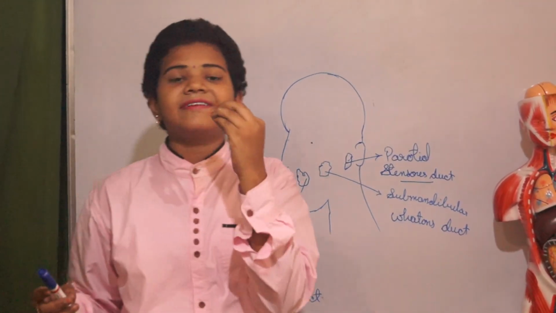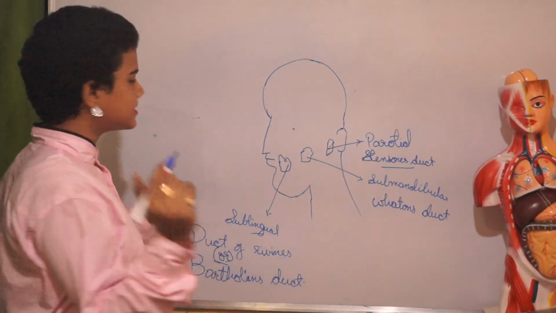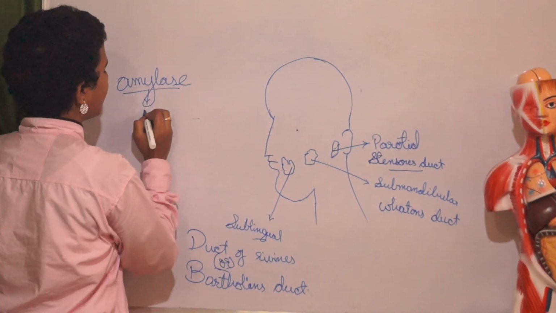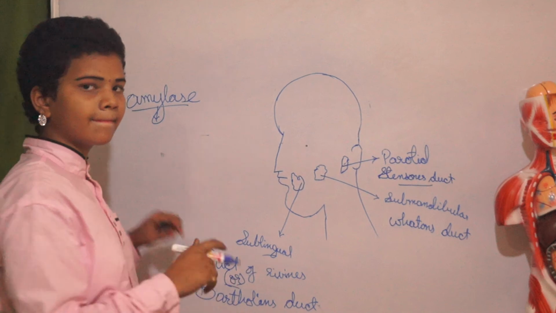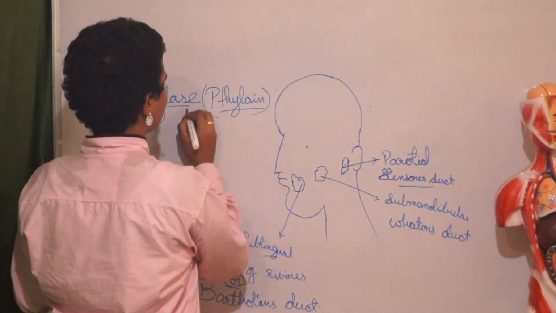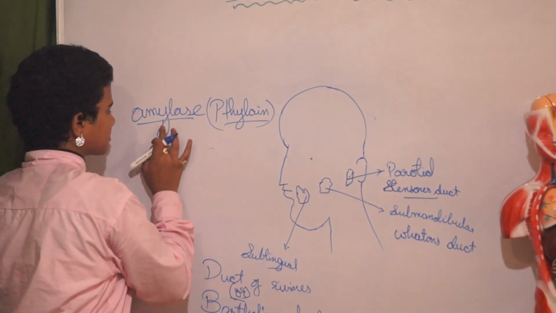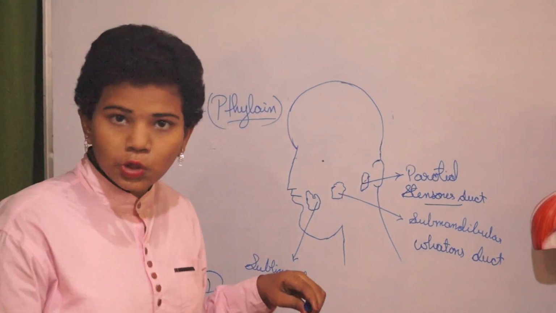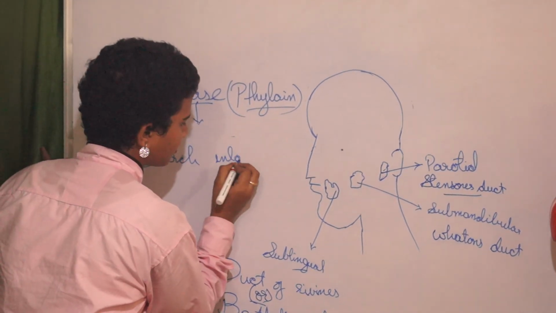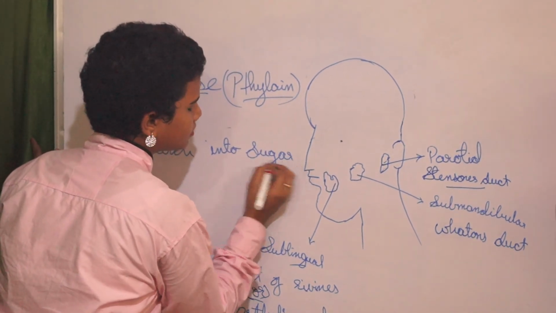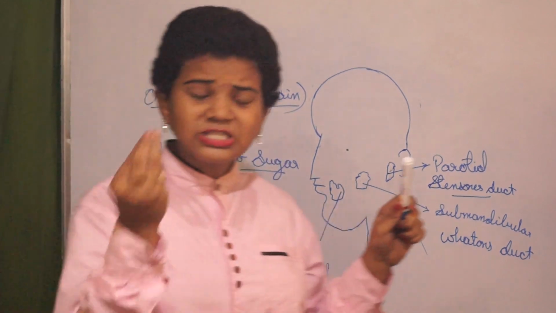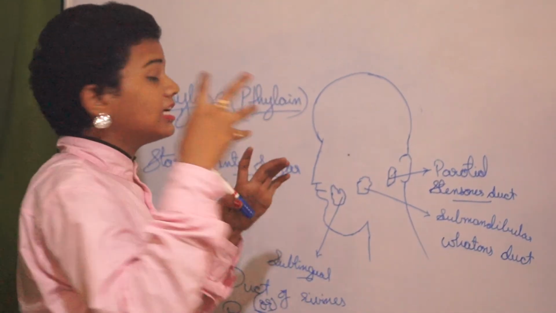Now the saliva produces an enzyme called amylase or ptyalin, which changes starch into sugar. When we eat food and chew, the amylase, which is contributed in our saliva, changes the starch into sugar.